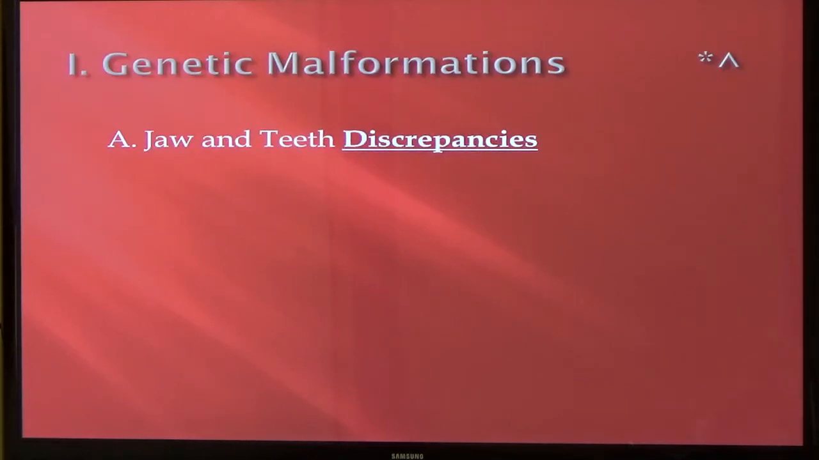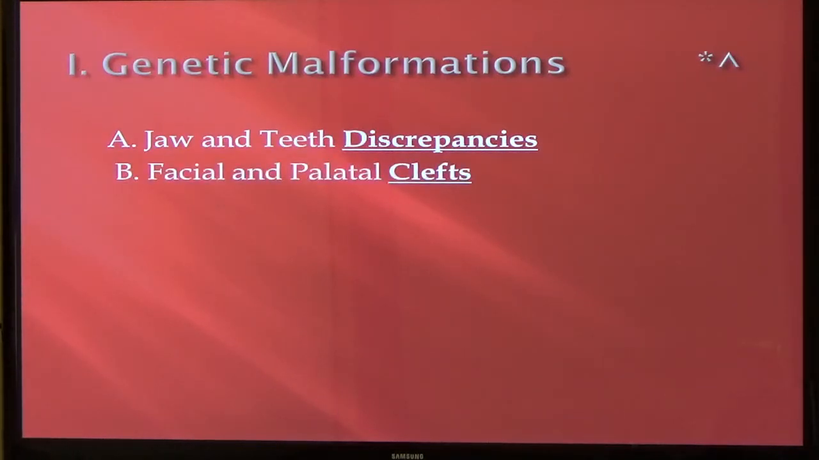So again, some of this is genetic. Jaw and teeth discrepancies: your jaw is bigger, or your teeth are too big for the space of your jaw, or your jaw is too small for the size of your teeth, whatever it may be. Sometimes you have clefts, and you've seen patients that may have a cleft lip or a cleft palate.